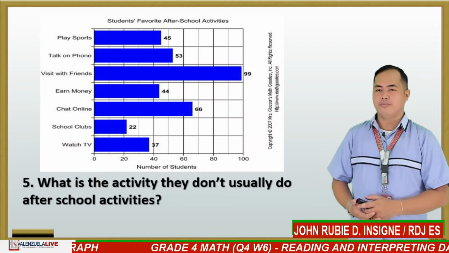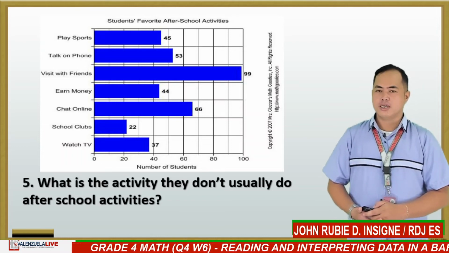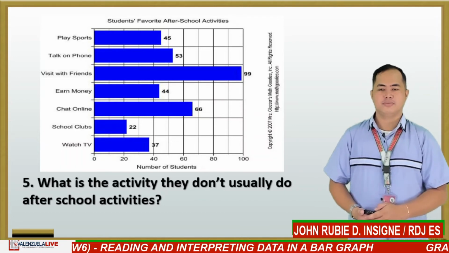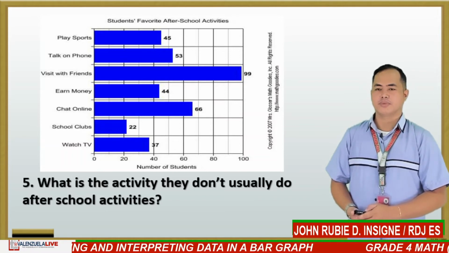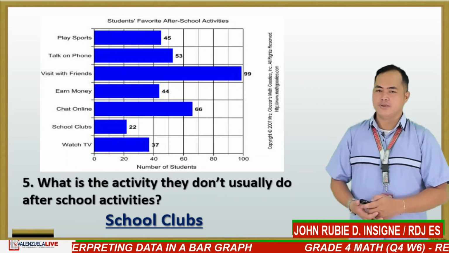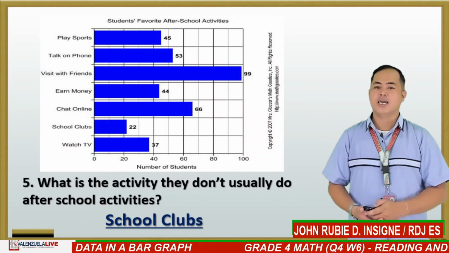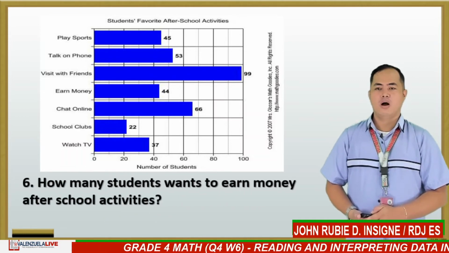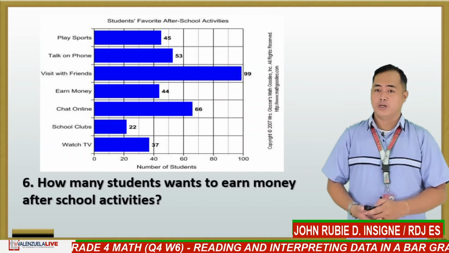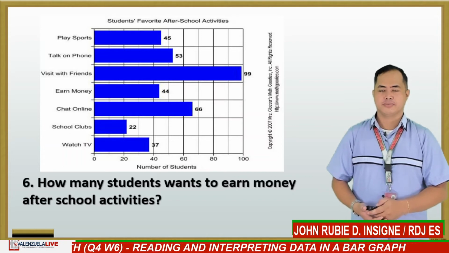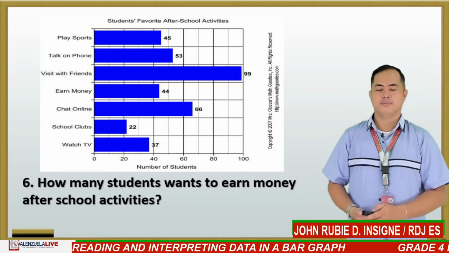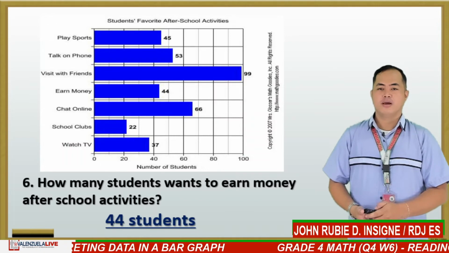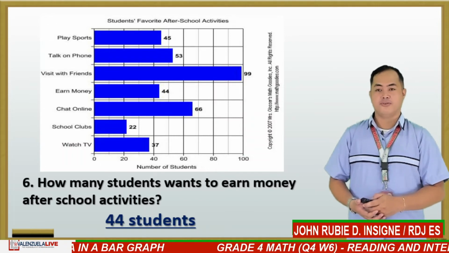Can you answer this question number 5? What is the activity they don't usually do after school? That's right. The activity they don't usually do after school is school clubs. How many students want to earn money after school activities? What is your answer? Very good. The answer is 44 students.